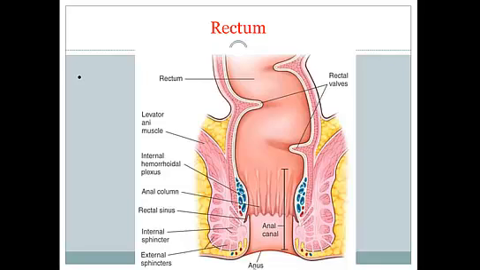The rectum is important because it is also a holding location. You know that farting feeling that you're getting? That's because there is some buildup of some feces in your rectum.